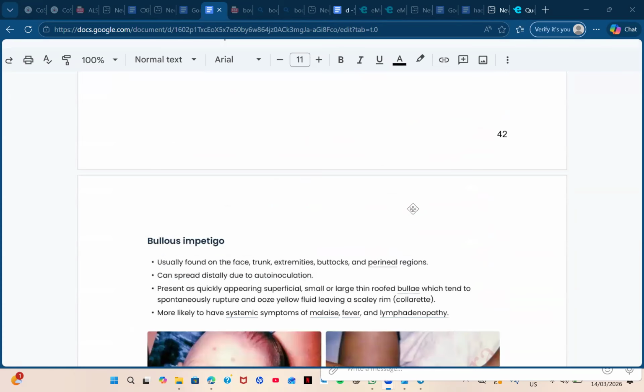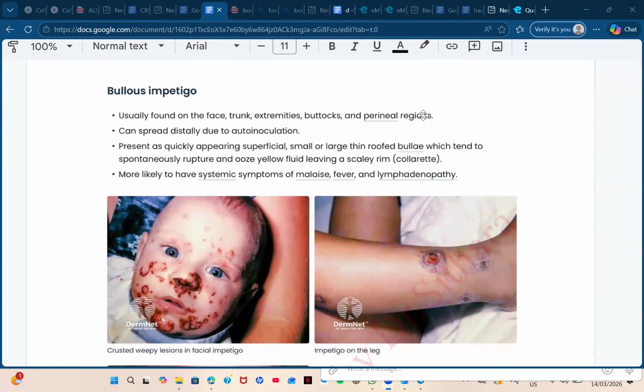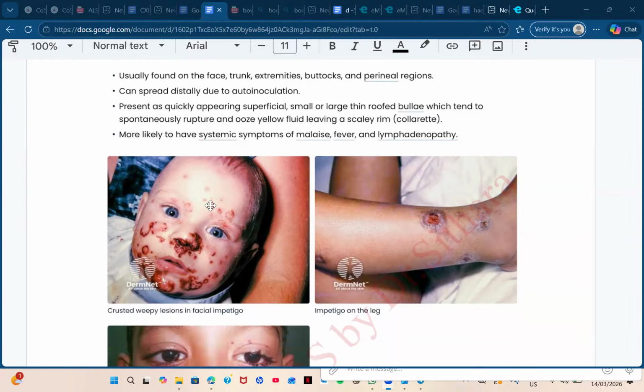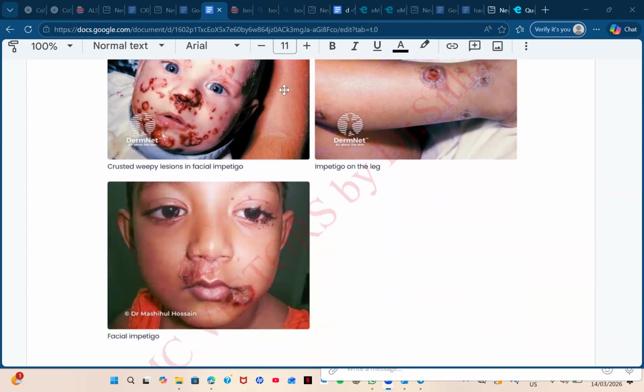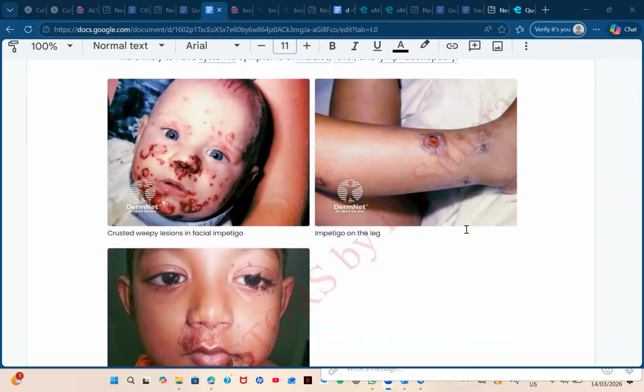Then, how does bullous impetigo present? It is usually found on the face, trunk, extremities, buttocks, and perianal regions. It can spread distally due to autoinoculation and presents as superficial, small or large thin-walled bullae which tend to rupture spontaneously and ooze yellow fluid, leaving a scaly rim, right? It is more likely to have systemic symptoms: malaise, fever, and lymphadenopathy. Here you can see the crusted lesion, and this is a kind of severe one, right?